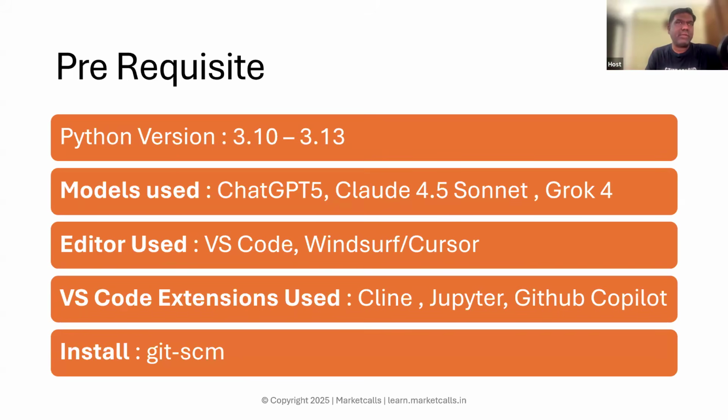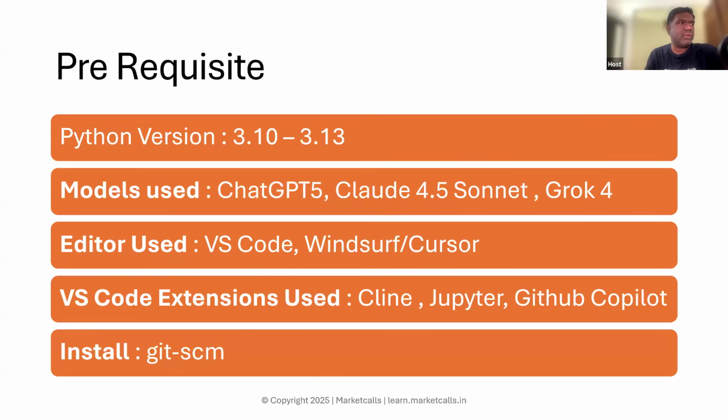And the editor we're going to use is primarily VS Code, but I'll also show you if you want to use agentic tools like Windsurf or Cursor. I'll be primarily demonstrating with Cursor as well, either me or Kalivani. Kalivani is another colleague of mine. She also codes now; 25 to 30% of the OpenAlgo code is written by her. And the VS Code extensions we're going to use are Cline, Jupyter, and GitHub Copilot.